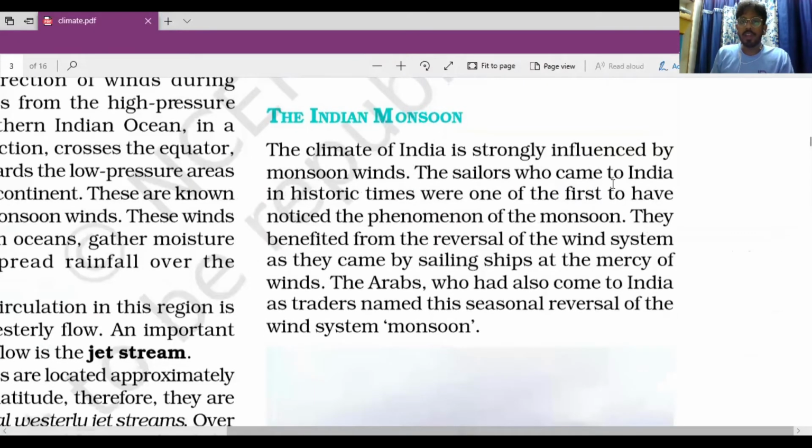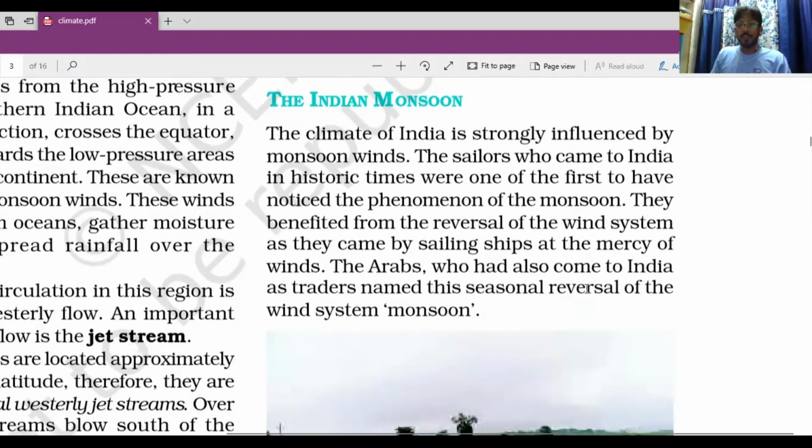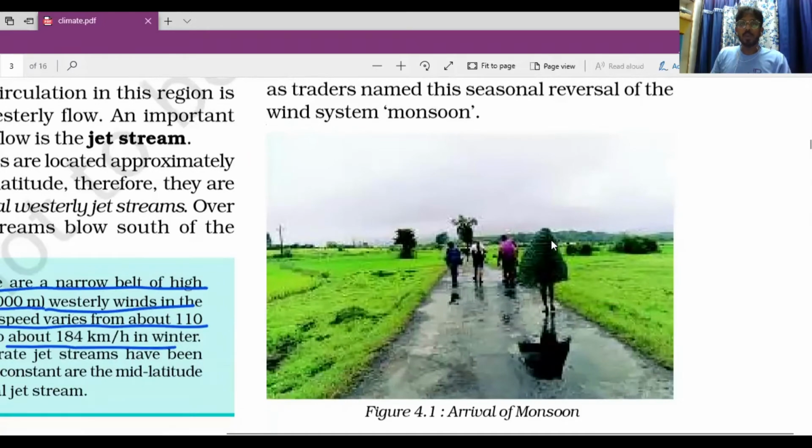The climate of India is strongly influenced by monsoon wind. The sailors who came to India in historic times were one of the first to have noticed the phenomenon of the monsoon. They benefited from this reversal of the wind system as they came by sailing ships at the mercy of winds. So I have already explained to you, when the Europeans wanted to come to India, they came at the mercy of the winds, without any fuel. They used the wind's support, and they used to come to India.